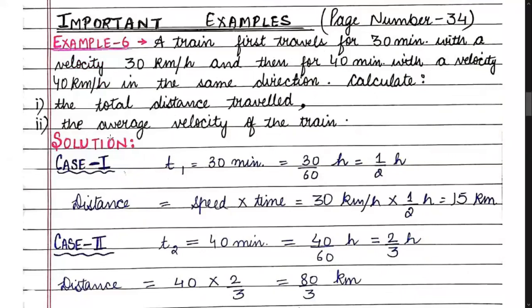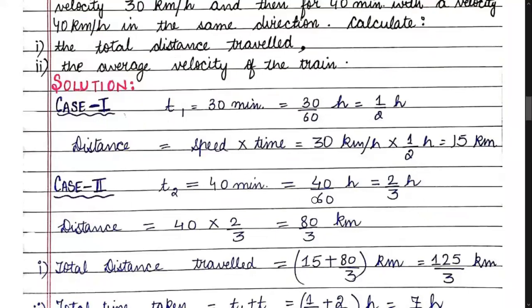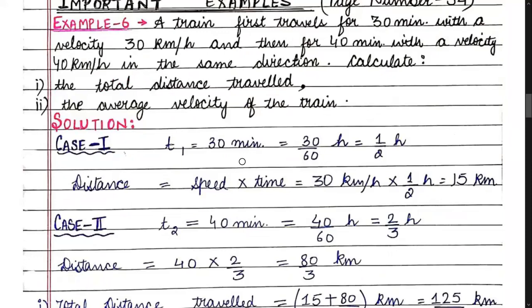Children, there are 2 examples which I have solved. Such questions we have done in class 7 in our chapter number 2. So here a train first travels 30 minutes with a velocity of 30 km per hour, and then for 40 minutes with a velocity of 40 kilometers per hour. What you have to find is the total distance and the total time taken, and the average velocity of the train. First step is, let us divide into 2 cases.